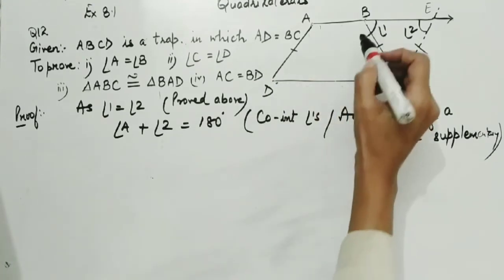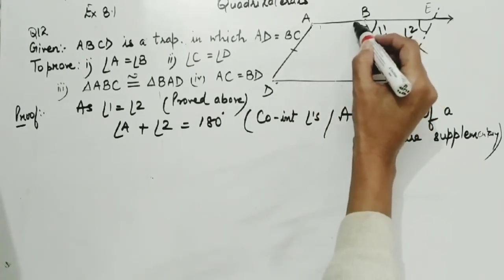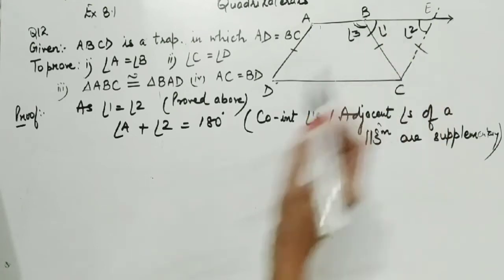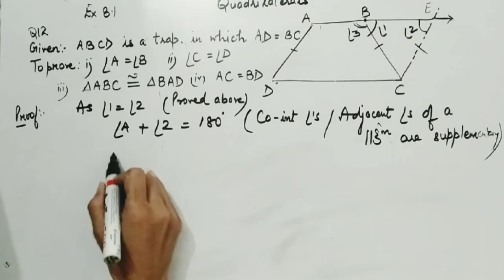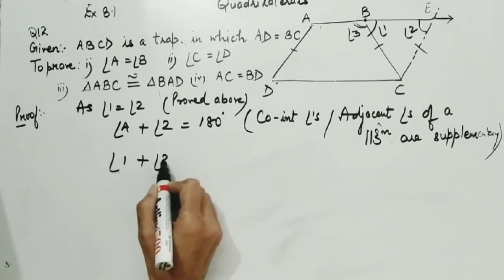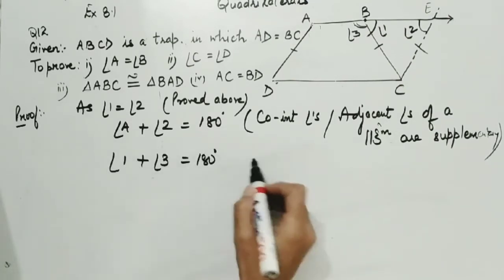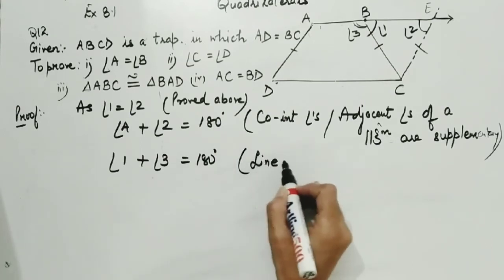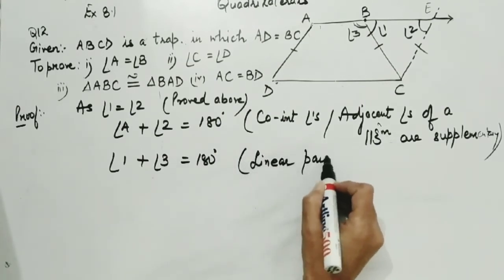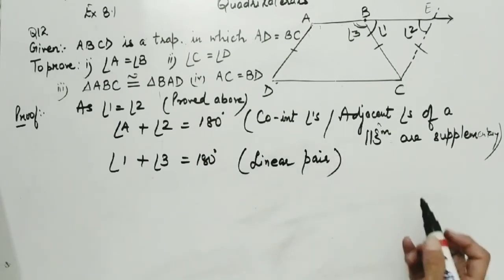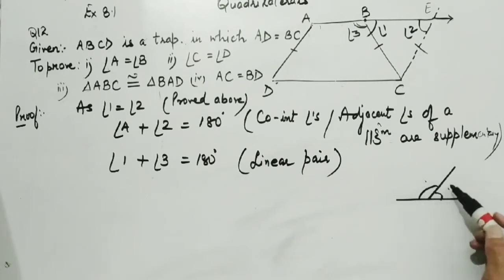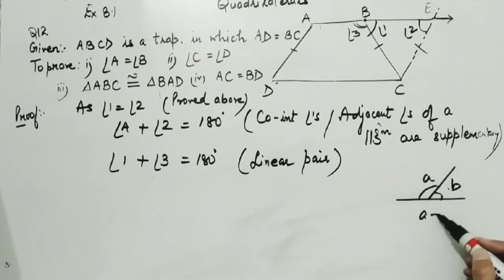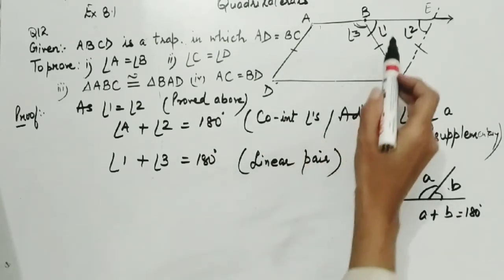Now observe this. I would just mark this as 3. At point B, there are two angles formed, angle 1 and angle 3. They are also adding up to 180. This is a linear pair. In chapter 6 we have done this concept of linear pair of angles. So linear pair, on straight line if ray stands, the sum of angles, suppose this is A, this is B, then A plus B would be 180 degrees. Same is the case here.